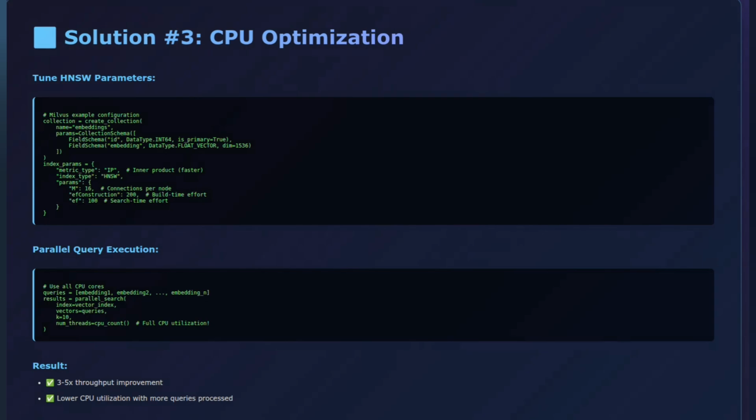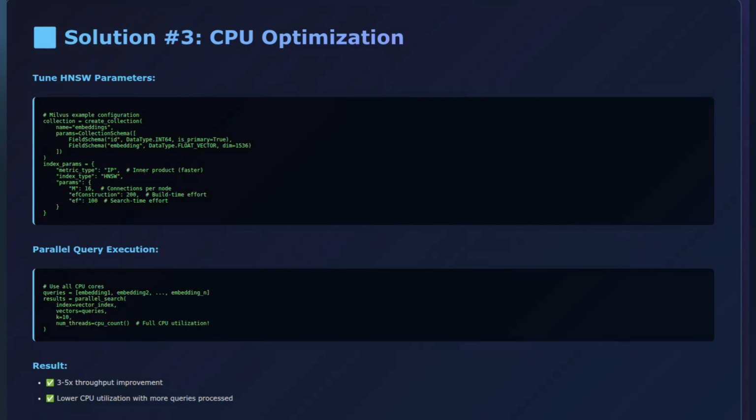Tune HNSW parameters. M controls how many connections each node has in the graph. Higher M equals better search quality, but higher CPU per query. EF construction controls how hard you work when building the index. Lower values build faster, but create lower quality graphs. EF controls search effort at query time. This is your main lever for throughput versus accuracy trade-off.